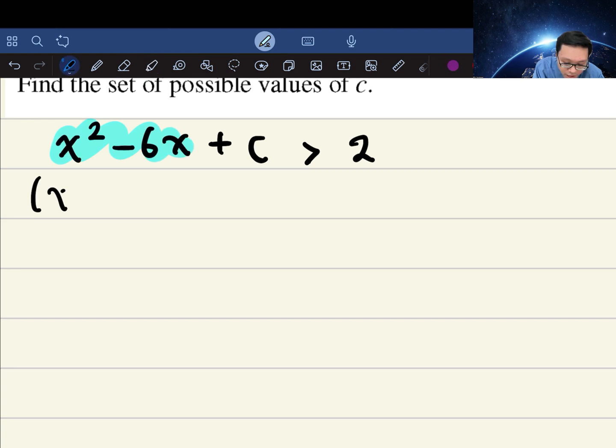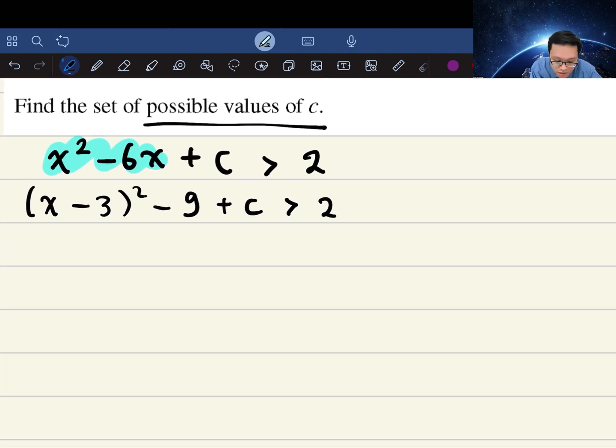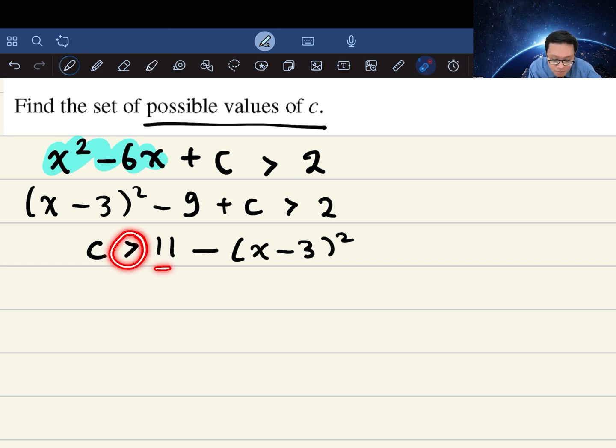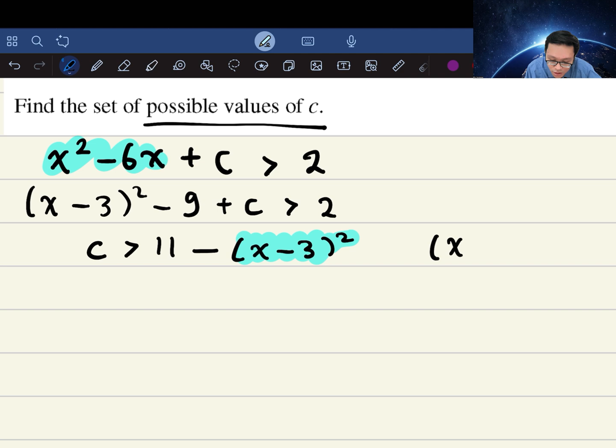So here, we do completing the square. We have (x minus 3) squared minus 9 plus c greater than 2. Because we want to find c, we isolate the c. So we have c greater than 11 minus (x minus 3) squared. Now, the value of c will always be bigger than 11 minus (x minus 3) squared for any value of x. But we know that the expression (x minus 3) squared is always positive.